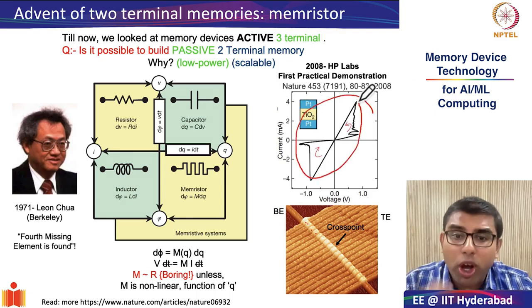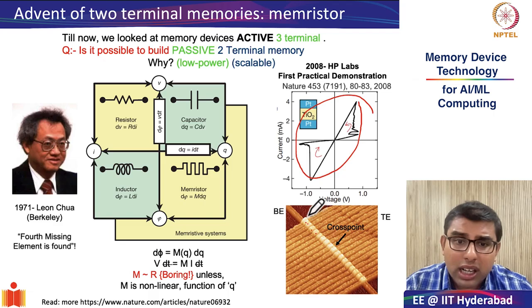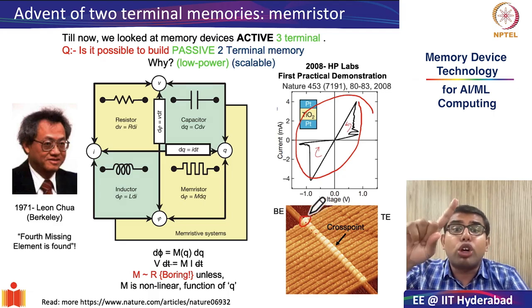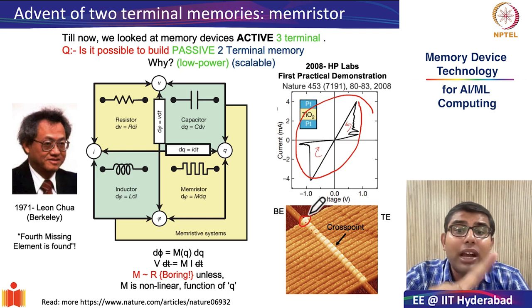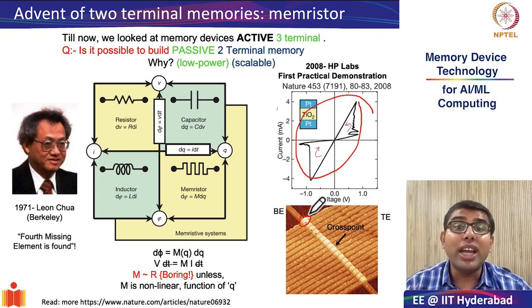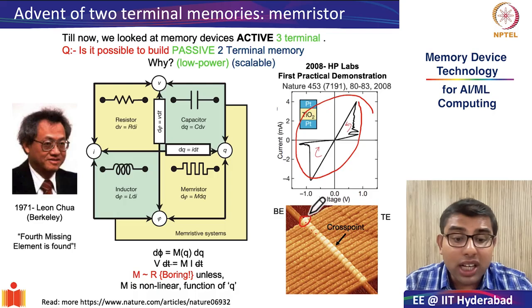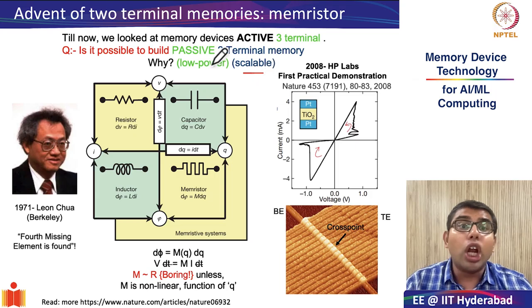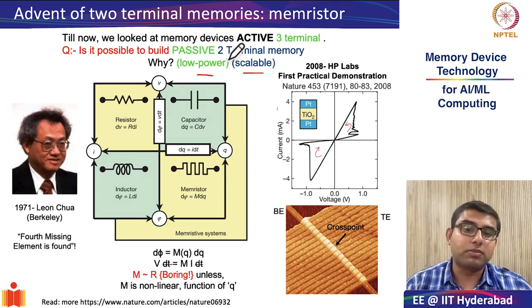So in a very small area, a very minute footprint of a cross point, between a bottom electrode and a top electrode, you are able to make a memory element. And this is why this was such a big breakthrough, that now there is a promise to make scalable, low power, two-terminal passive memory elements.